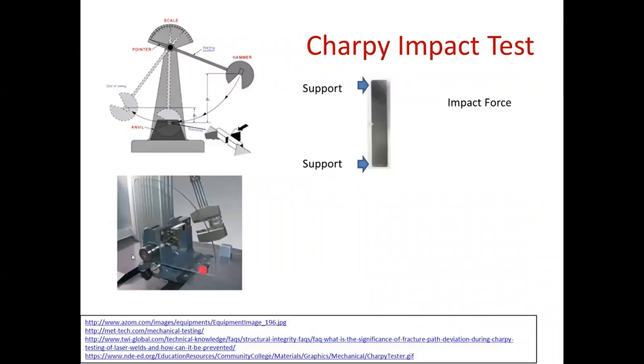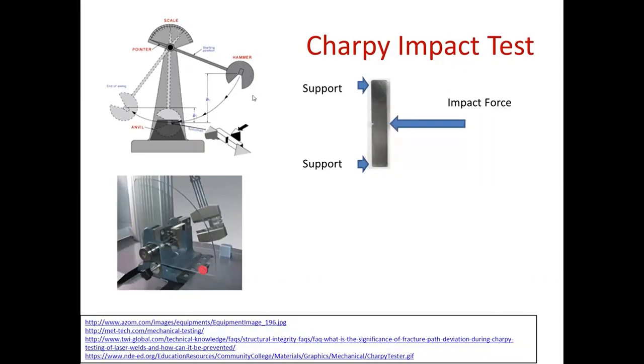The test specimen is put in an anvil in the test machine. The little white bar right here is the test specimen, and it's supported at both ends. You can see that in this schematic: the test specimen is supported at both ends, and a hammer is raised and swings down and hits the back of the specimen, causing it to fail from the notch. So it's an impact bending test with a notch in it. Here we see an actual test specimen viewed from above in the test fixture, supported at the two ends, and the impact force comes in and whacks it right behind the V notch.